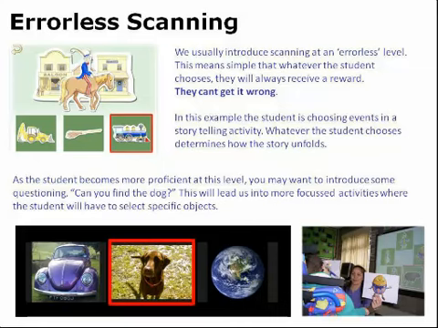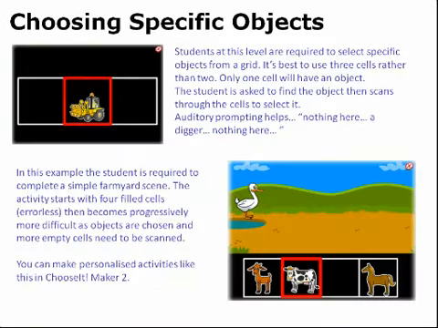But once we start to see a child getting a good understanding of this, I'd be inclined to say, I wonder what the digger does, or I wonder what would happen if he went on the broomstick, and encourage a child to choose a specific thing, which then leads us into the next part of that skill, which is choosing specific objects.